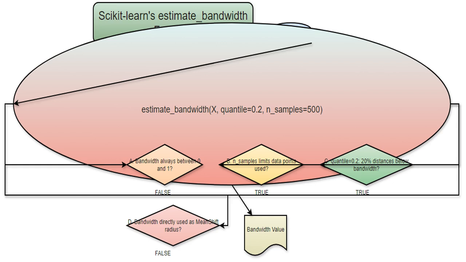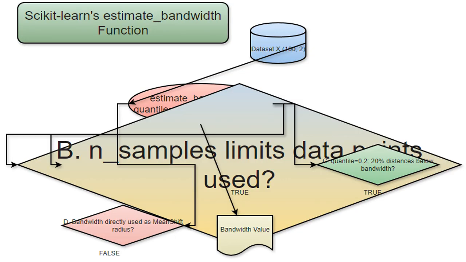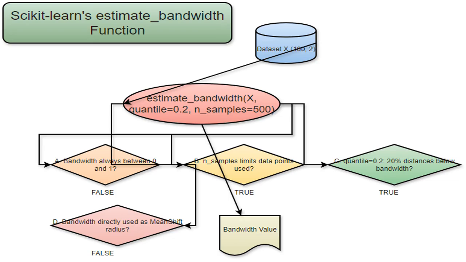n_samples controls the number of data points used in the calculation, for efficiency purposes. Yes, that's exactly right. The quantile equals 0.2 setting in estimate_bandwidth directly relates to this idea. 20% of the pairwise distances are less than the bandwidth the function computes. Correct. The n_samples parameter acts like a cap on the number of points used for calculating the bandwidth. If I have fewer than the specified number of points, then I use all of them.